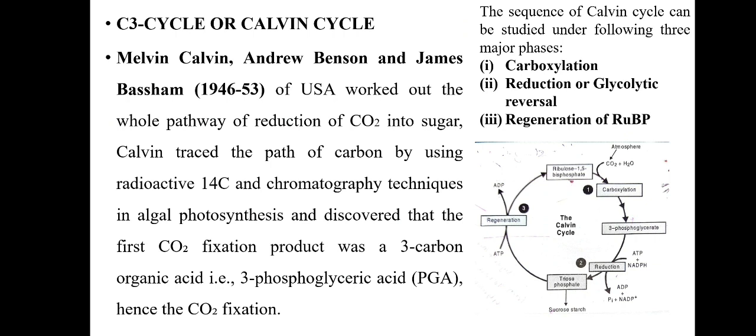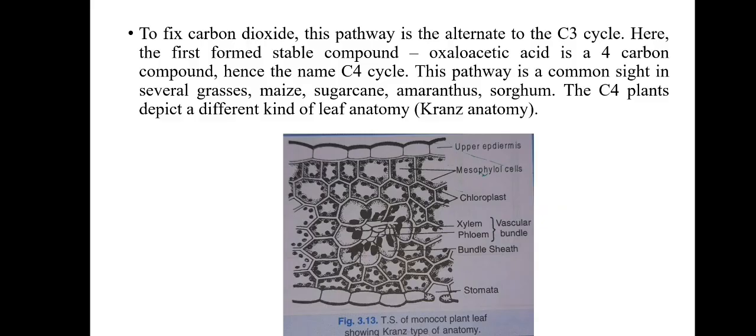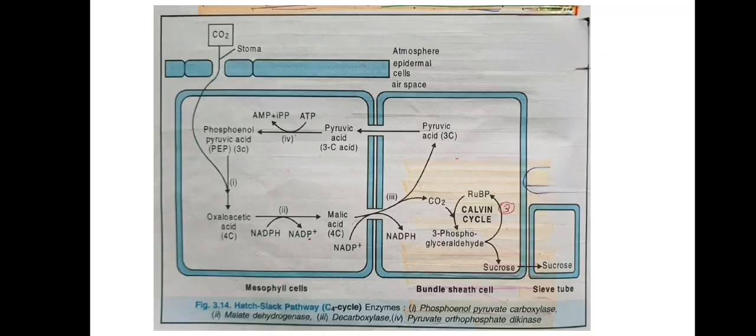C3 plants perform the C3 cycle, where the first stable product of carbon fixation is phosphoglyceric acid, which is a 3-carbon compound. Then the C4 cycle, which shows Kranz anatomy. Kranz anatomy means the rosette-like or concentric arrangement of bundle sheath and mesophyll cells around the vascular bundle. In case of C4 plants, they perform the C4 cycle, where the first stable product is a 4-carbon compound.